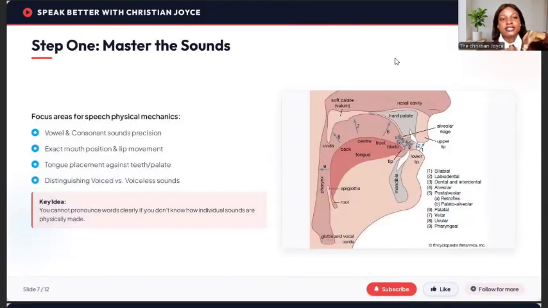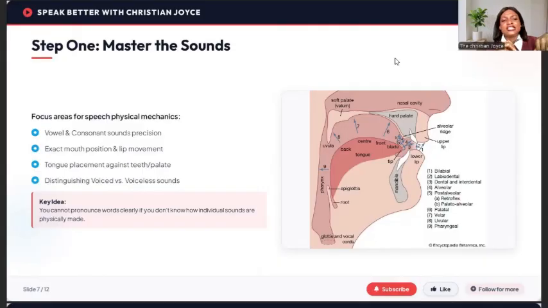So I'm going to briefly explain step 1, and it is focused on the physical mechanics of mastering the sounds. That is mastering your vowel and consonant sound precision, the exact mouth position and lip movement, tongue placement against teeth or palate, and distinguishing voiced and voiceless sounds. Once you learn all this, you're good to go. You are really good to go.